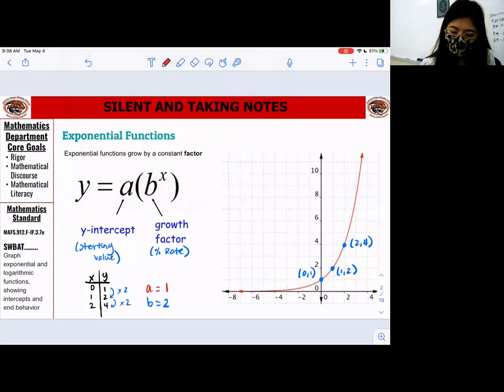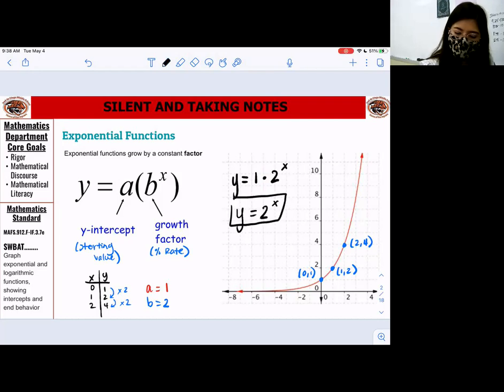A is 1, B is 2. So I can write an equation for this graph. My equation is going to be y equals 1 times 2 to the power of x. But what can I do with that 1? Do I need to write it? It's a coefficient. Do I need it there? No. So I'm going to simplify. This is just y equals 2 to the power of x. That is my equation.